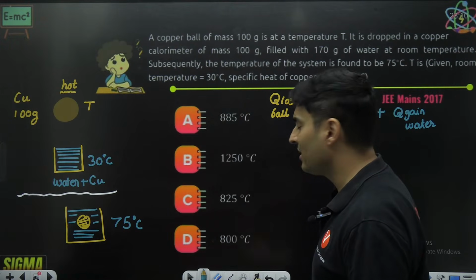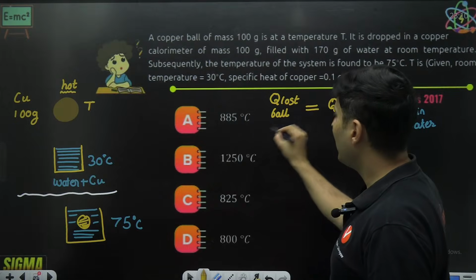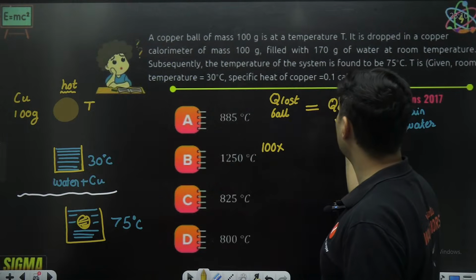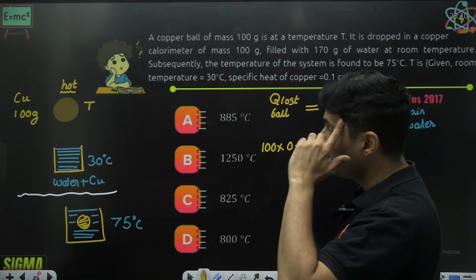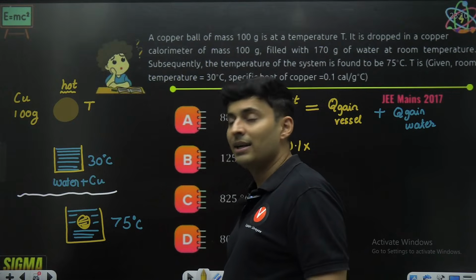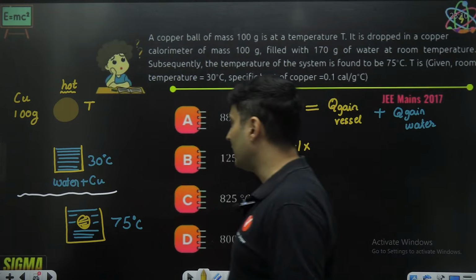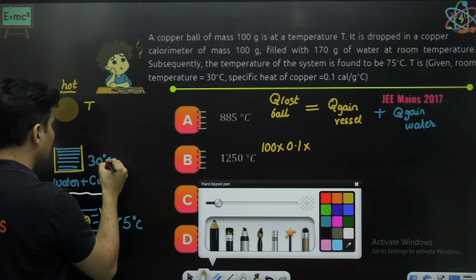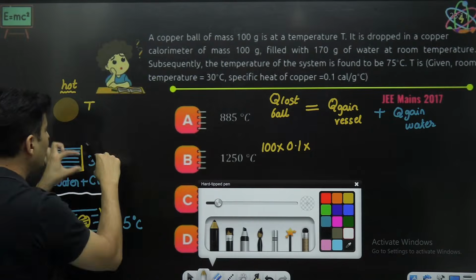Now we'll apply the formula. Which formula? m s delta T. So m is 100. Specific heat capacity of copper is 0.1. Difference of the temperature: think about it. Earlier the copper was at T, finally it came to 75. So T should be higher because it is hot. If you compare the temperatures, T, 30 and 75, 75 will be somewhere in between T and 30.